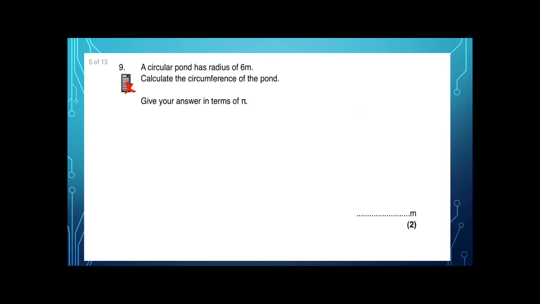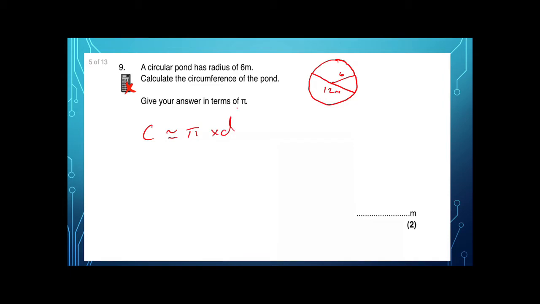Okay, there are two parts to this question. One of them is that we haven't got a drawing, so I think it's best to draw a circle, and we're told that the radius is 6 meters, and therefore the diameter is 12 meters. And to use the formula, C is approximately equal to pi times the diameter.